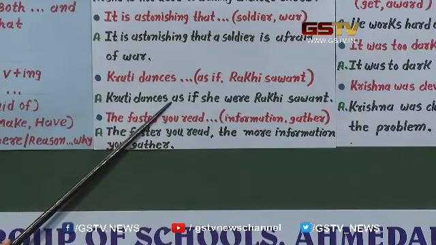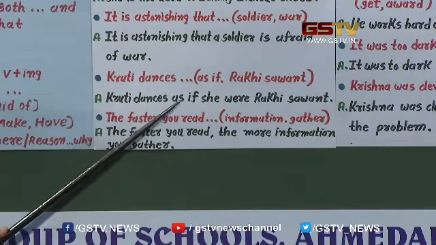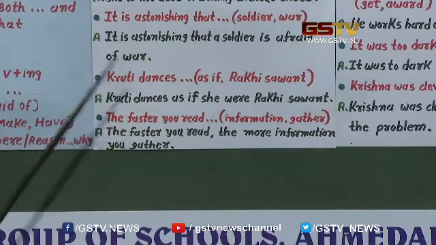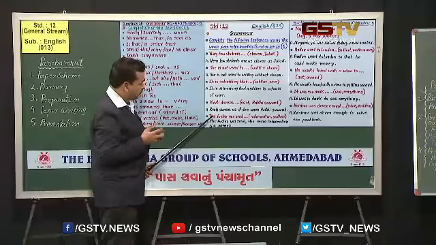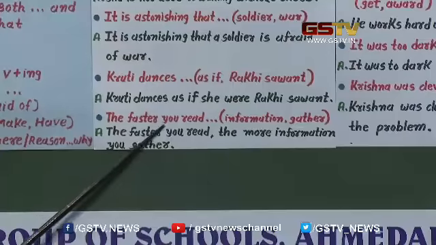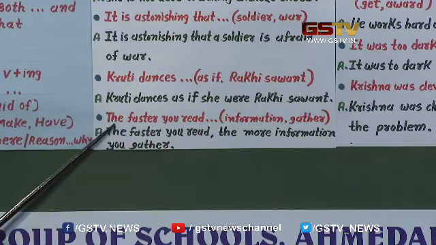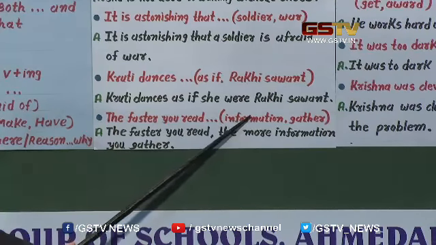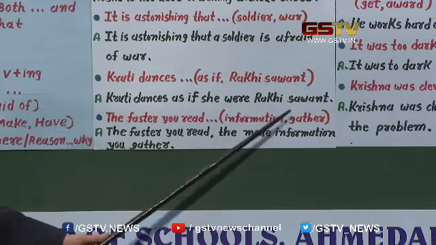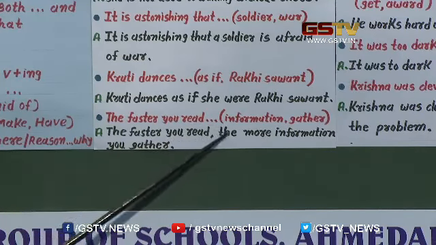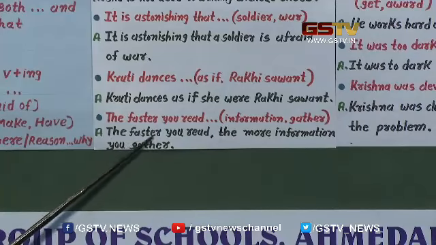He orders me, I gave you this example earlier, he orders me as if he were my boss. It is called adverb clause of supposition. The faster you read, it is called double comparison. The faster you read, in brackets two words are there, information and gather. The faster you read, the more information you gather.